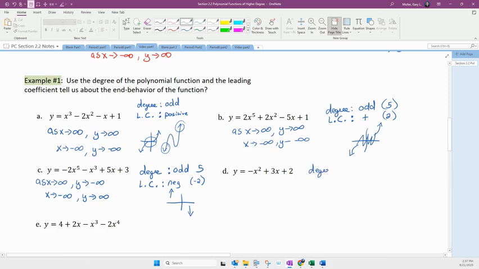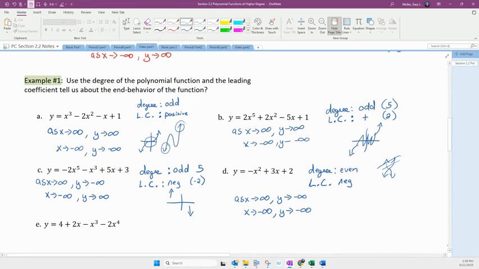My degree is even, and my leading coefficient is negative. So now, instead of going up and up, I'm actually going to reflect over and go down and down. So, as x goes to infinity, y is going down, and x goes to the left, y is going down.